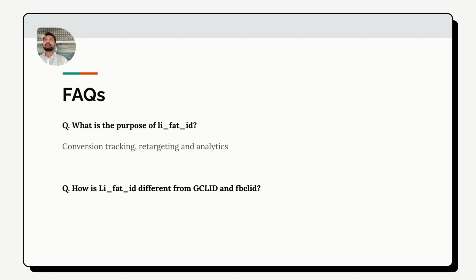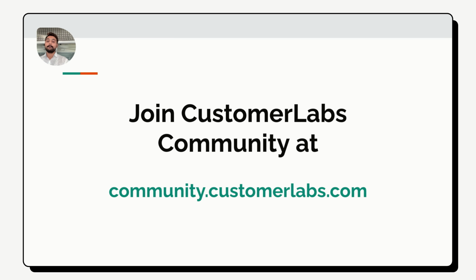So LinkedIn offers you this robust LFAT ID, which is very beneficial because it is a constant, unique user ID for each user. That is something you have to understand. That's the prime difference between LFAT ID and Gclick and FBClick ID.